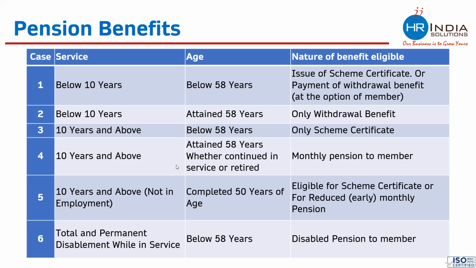But there could be a case where the employee has not given his nomination and he died. In that case, we do not have any proof of to whom we will extend the benefit. So in that case, there is an option that the family members of the employee who claim that they are eligible for this benefit can claim the benefit as a legal heir of the employee.